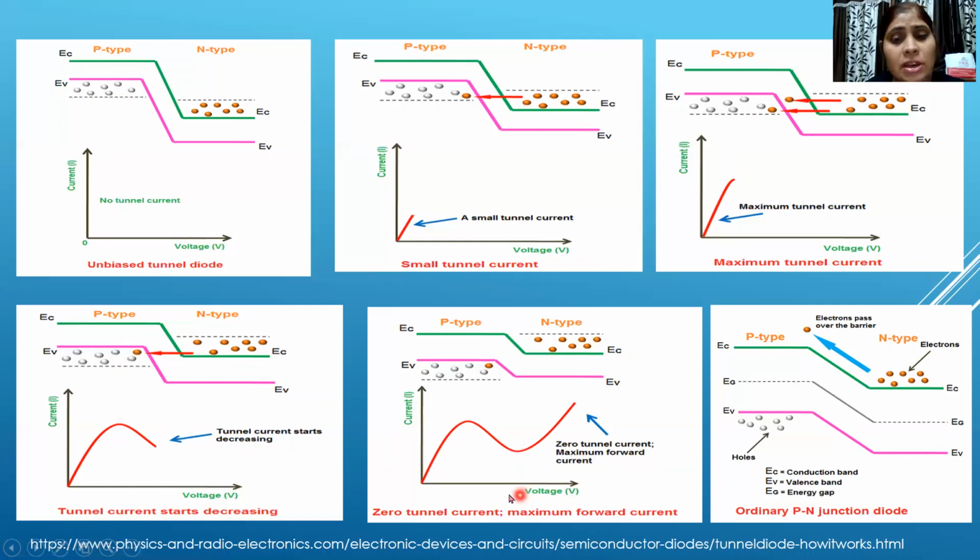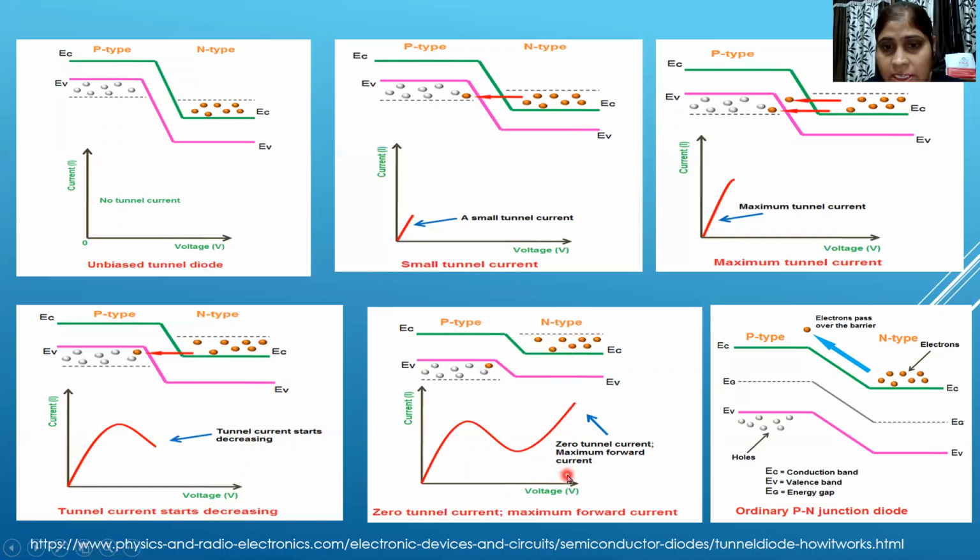But if the voltage is still increased, now if the voltage is increased to the cut-in voltage, the energy level of the conduction band has been increased. You can see the energy level of the conduction band has been increased, and it is quite larger than the energy level of the valence band at the p-type layer. So the electrons will not be able to move towards the valence band of the p-type layer from the n-type layer.